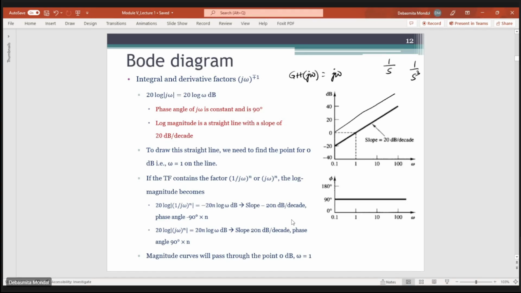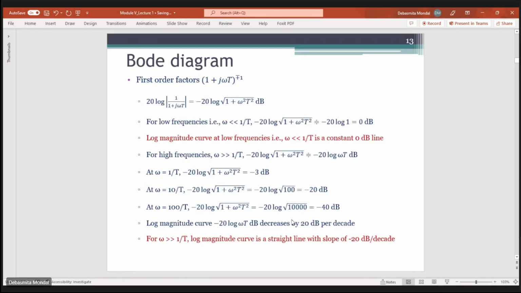So in that case, that is represented by a straight line whose slope is 20n dB per decade, and the phase angle is plus 90 degrees multiplied by n. And all the magnitude curves should pass the 0 dB point at omega equals 1. So this is the property which should be satisfied for drawing these curves. Okay, so this was about the integral and the derivative factors.